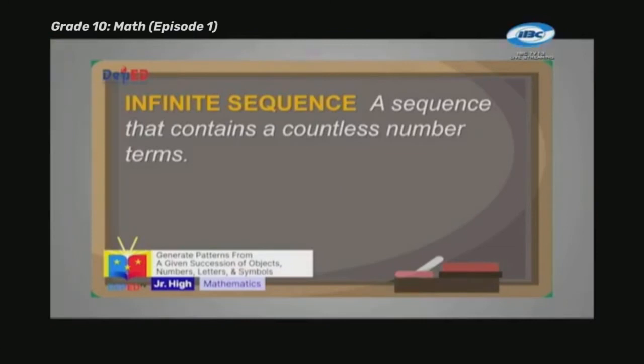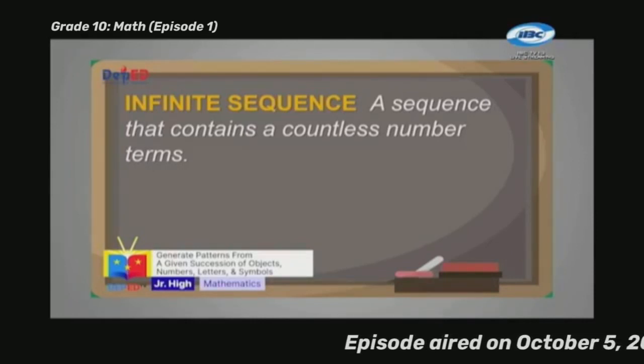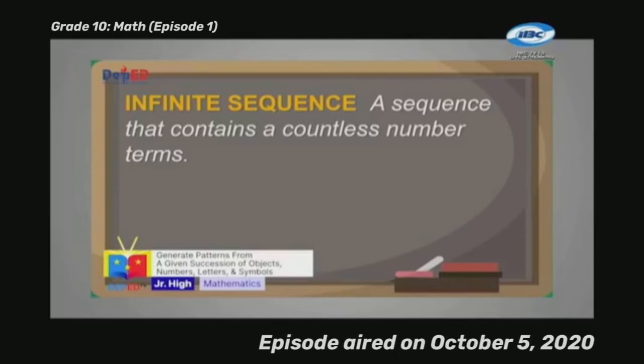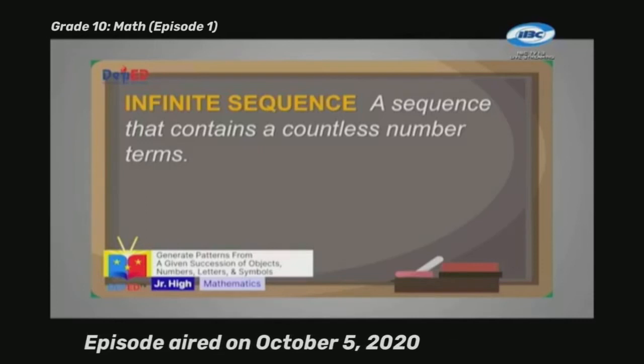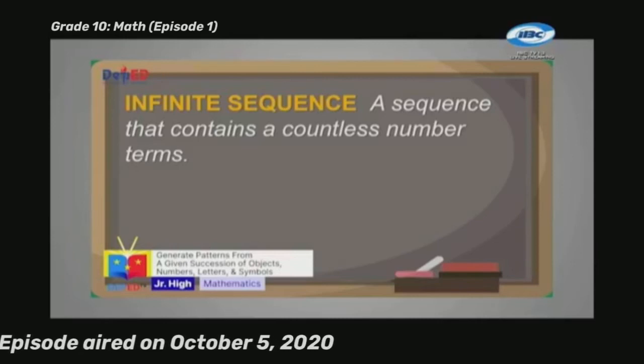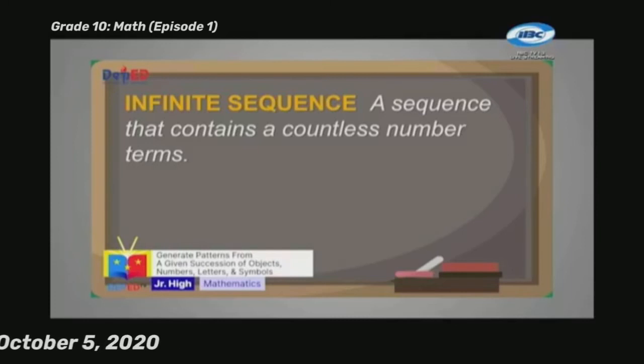On the other hand, an infinite sequence contains a countless number of terms. The number of terms of the sequence continues without stopping, or it has no end term.